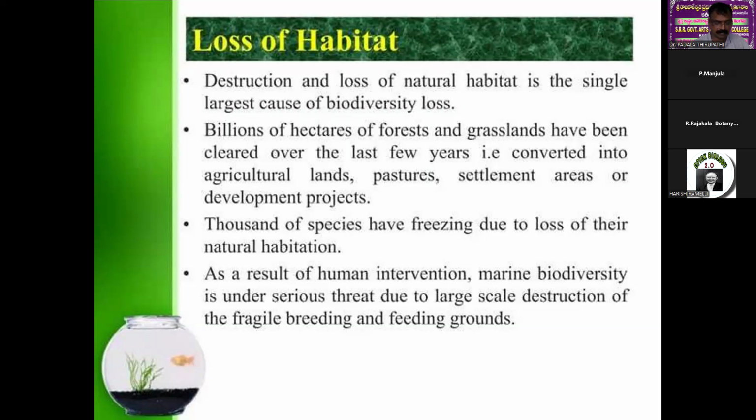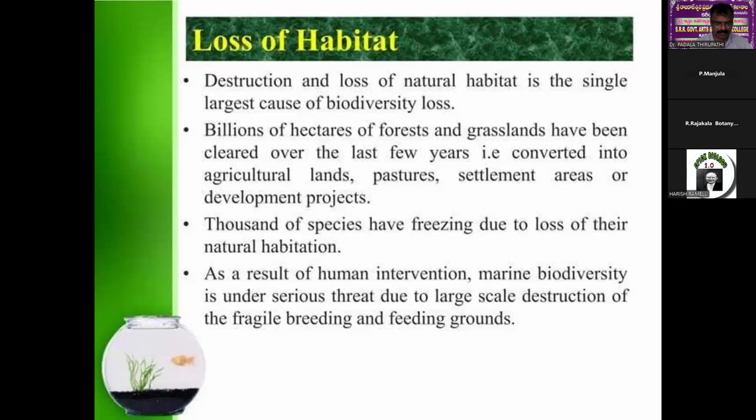The plants and animals living in that area are shifted. When they are shifted from their natural habitat, they cannot survive in other areas, so the loss of living organisms takes place. Thousands of species have been lost due to loss of their natural habitat. As a result of human intervention, marine biodiversity is also under serious threat due to large scale destruction of fragile breeding and feeding grounds.